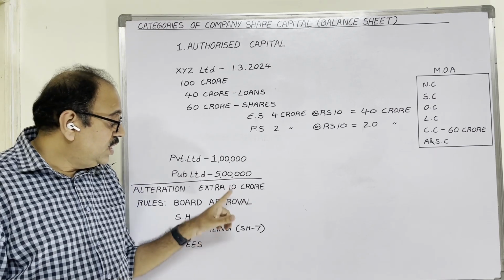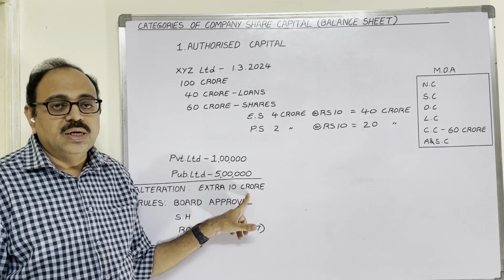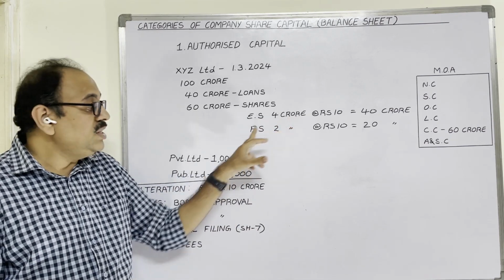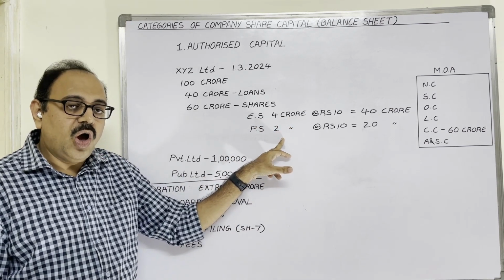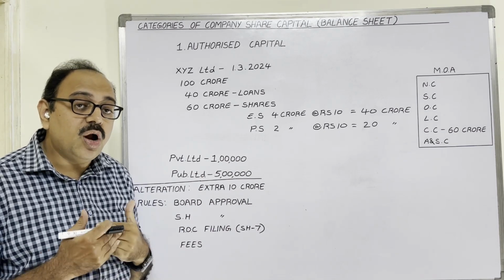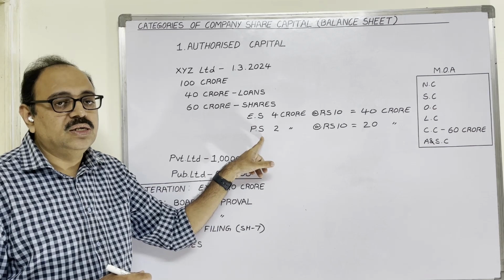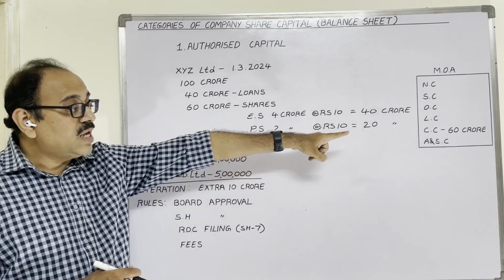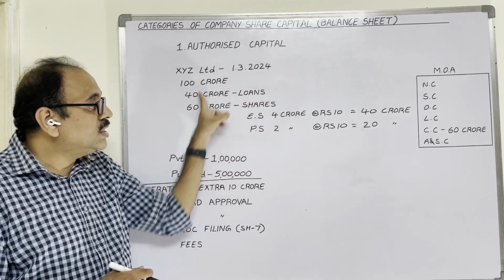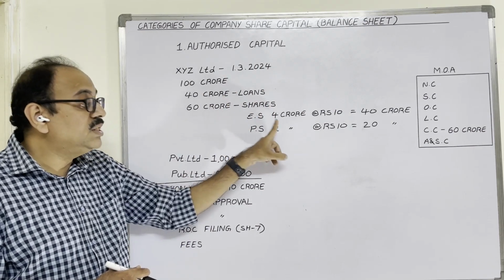Suppose for this extra 10 crore rupees, the company wants to sell equity shares, otherwise preference shares or a combination of both. In this case, the company should not directly issue shares because the authorized capital amount is 60 crore and already the company has collected 60 crore rupees by selling shares.